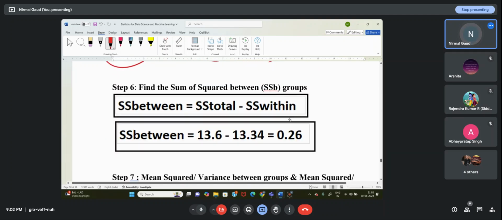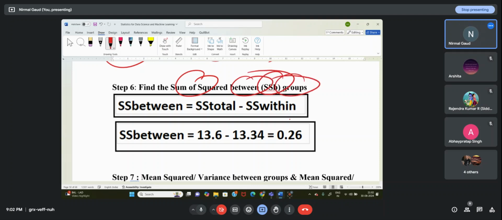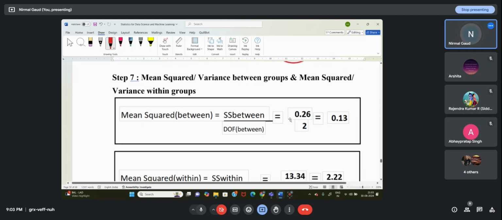And then what you have to do, find the sum of squares between, SSB. So SSB is calculated as total minus within. So 13.6 minus 13.34. The answer is 0.26. So subtract total minus within. The answer is 0.26. Okay.